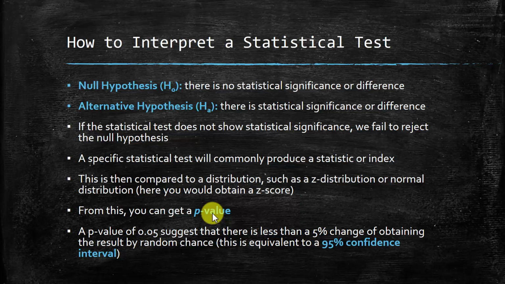So if our p-value is less than 0.05, then we reject the null hypothesis, and if it's greater than 0.05, then we fail to reject the null hypothesis. So what does a 0.05 p-value actually mean?